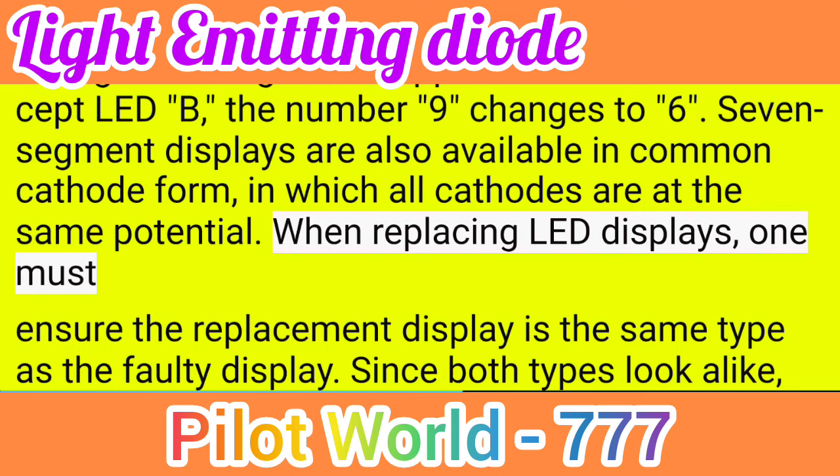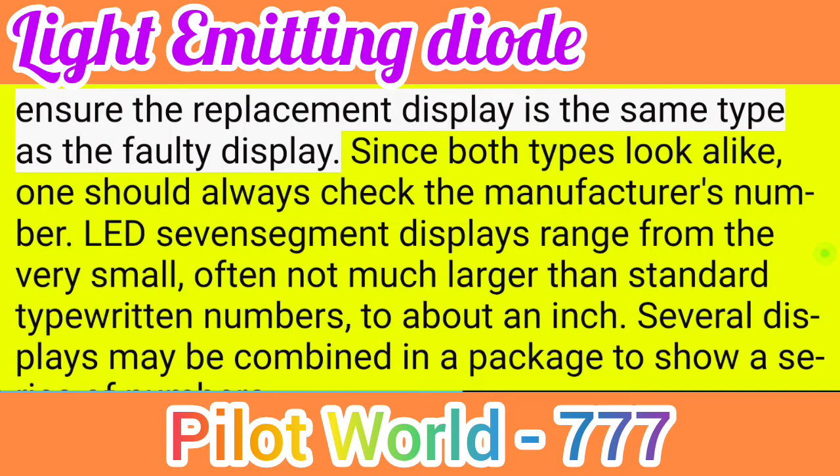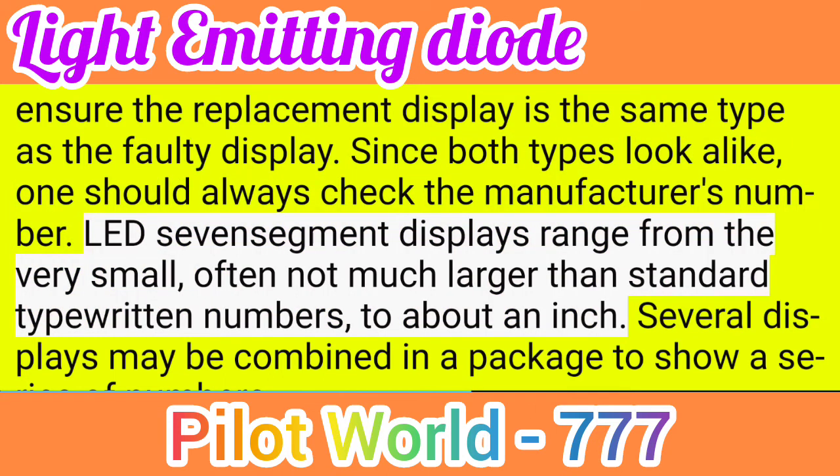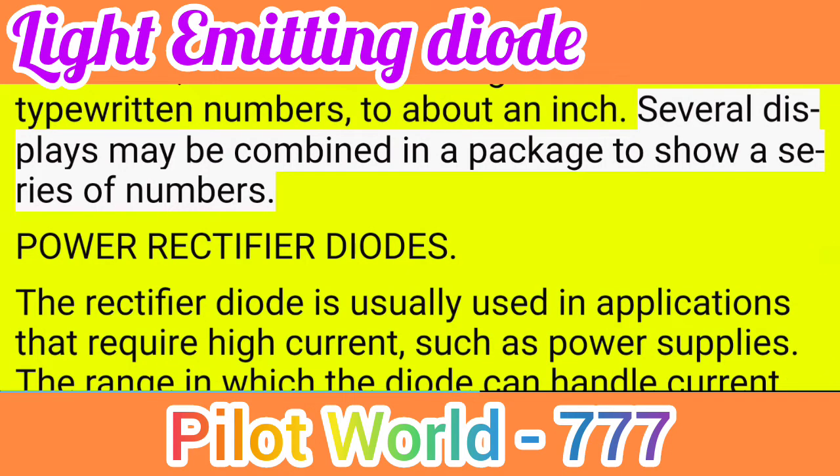When replacing LED displays, one must ensure the replacement display is the same type as the faulty display. Since both types look alike, one should always check the manufacturer's number. LED 7-segment displays range from the very small, often not much larger than standard typewritten numbers, to about an inch. Several displays may be combined in a package to show a series of numbers.